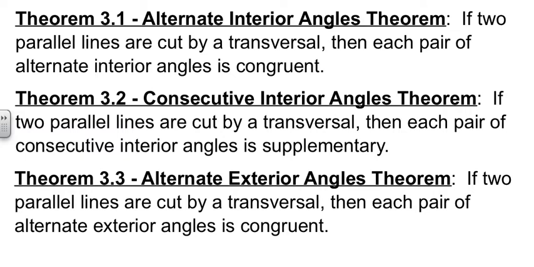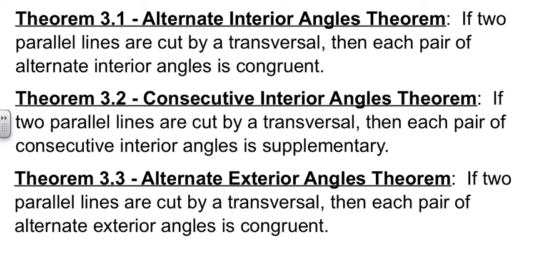Now there are some more theorems for some of the other relationships. And these are theorems, we can prove those if we need to. The first one, theorem 3.1, deals with alternate interior angles. If two parallel lines are cut by a transversal, then the alternate interior angles are congruent.